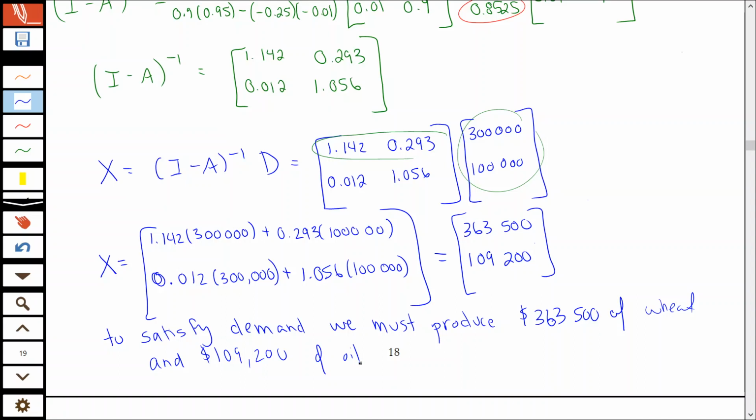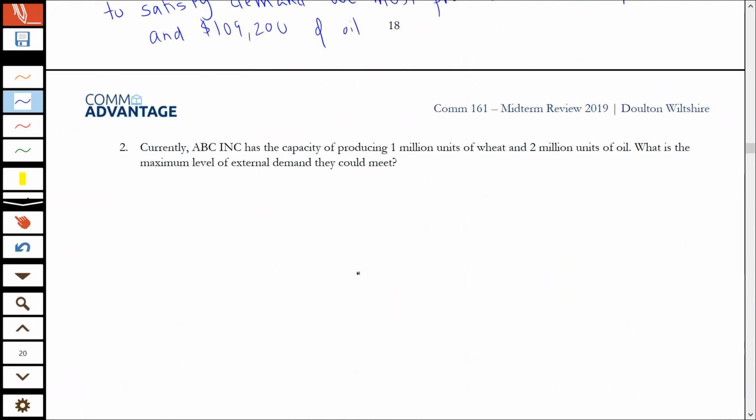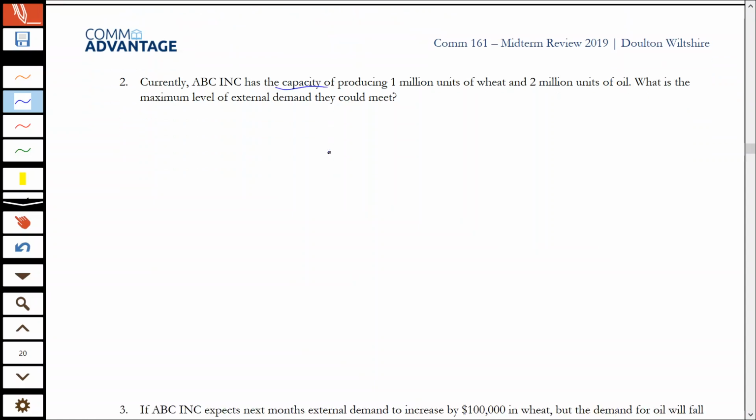So in this problem, they gave us demand, they wanted production, so we knew we needed to use X equals (I minus A) inverse times D. On the next question though, they say they currently have the capacity of producing 1 million units of wheat and 2 million units of oil, and it wants to know the maximum level of external demand that they could meet. So we want to recognize that it's really telling us what our production could be, that it could be 1 million of wheat and 2 million of oil.